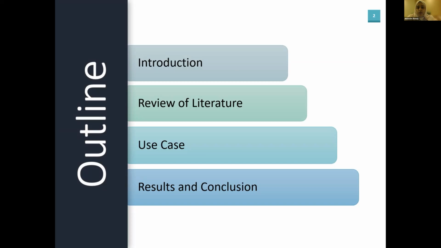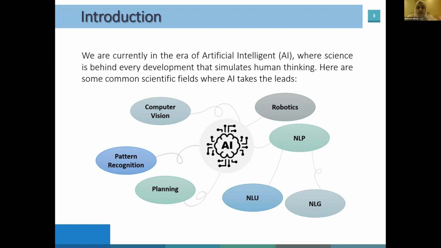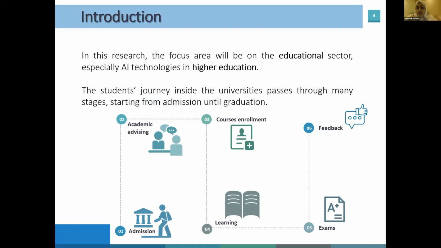At first, I will walk you through an introduction to my work, then my methodology in reviewing the literature. Then I will talk about the use case we conducted here in Saudi Arabia and its results. We are currently in the era of artificial intelligence, where science is behind every development that simulates human thinking. We found that AI is now everywhere in every scientific field, like robotics, computer vision, pattern recognition, planning, and NLP, and others. In our research, we focus on the educational sector, especially when AI technologies are used in higher education.